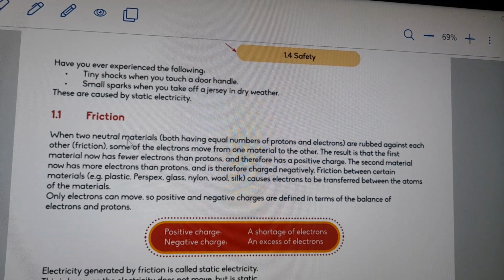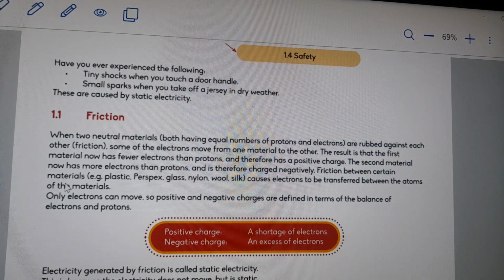Let's start again. A neutral material will have equal numbers of protons and electrons. A positively charged material will have more protons than electrons. So I will have 10 protons and 9 electrons, for example. Then it will be positively charged because I have more protons. The second material now has more electrons because it has gained electrons. So the material will be negatively charged because it has got more electrons.